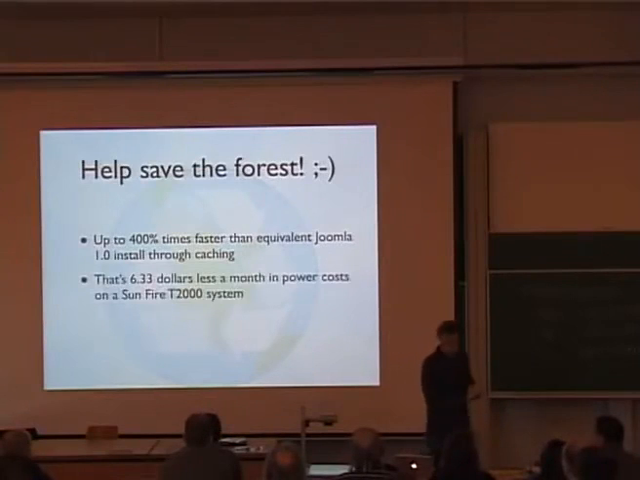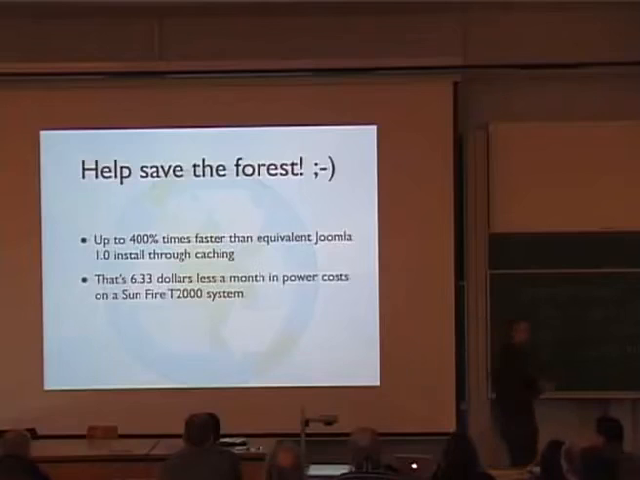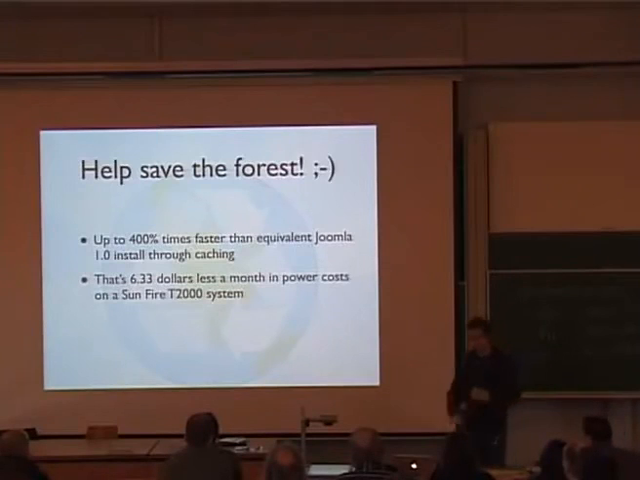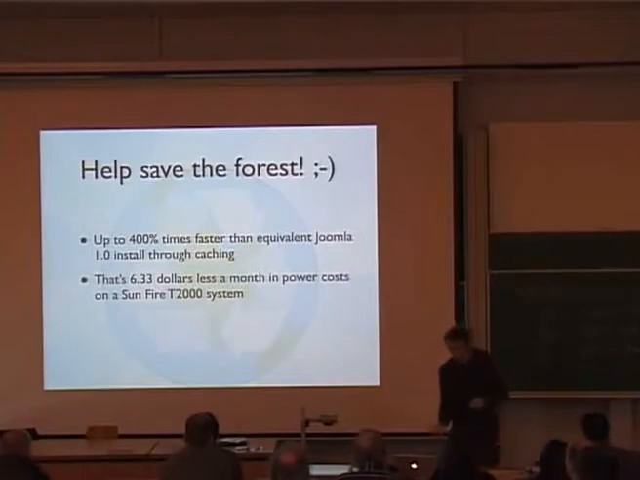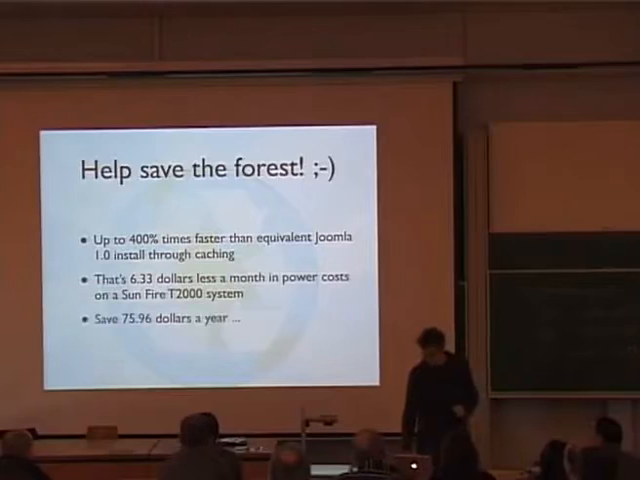Now, if you take a Sunfire T2000, which is a state-of-the-art Sun machine, which is known for its low power costs. Now, if you use Drupal over Joomla, you're able to save $6.33 a month in power consumption, which adds up to $75 a year. So, by using Drupal, you help save the forest.